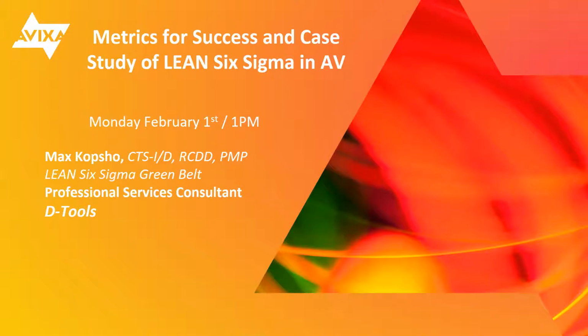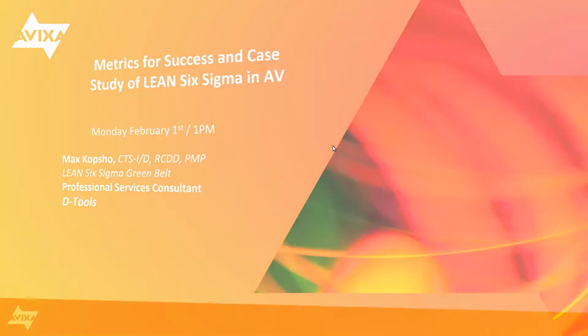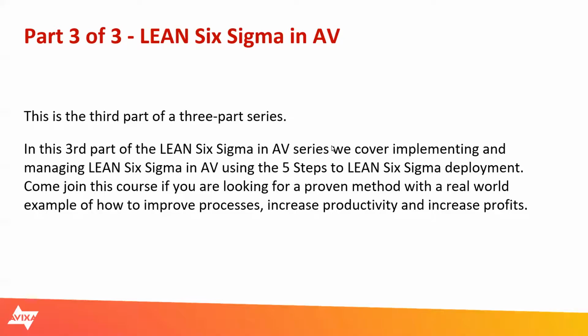All right, welcome everybody and thank you. We'll just jump right in. As Catherine said, this is a 3-part series. In the first part, we started talking about what Lean Six Sigma is, and then some of the keys to Lean Six Sigma. So now we're taking it to the next step of where it's going to work in your AV organization, with some tips and tricks on deploying it in your organization.